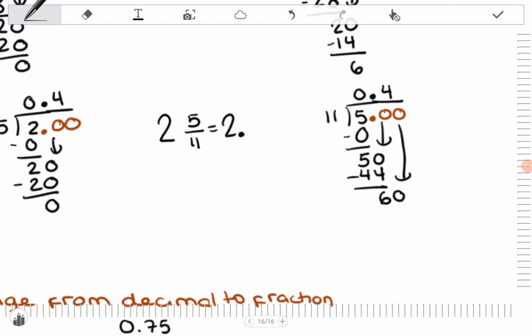11 into 60 fits 5 times, which is 55. And we're going to have a remainder in this example. So, in this example, I already know that the fraction 5 over 11 is 0.45, but I had 2 over here. So it's going to be 2.45.